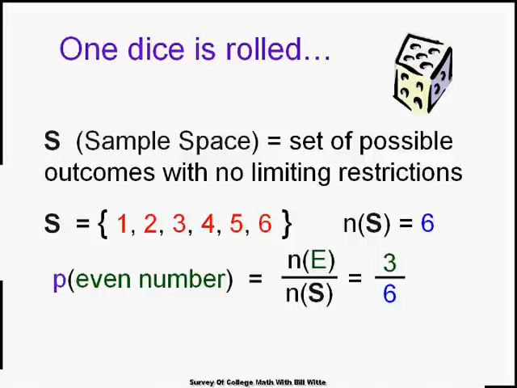So the probability of getting an even number is 3 over 6. Of course, we should reduce and get a half. So we have a half. We knew that already. We have a half chance. But that's the idea. 1 out of 2 chance, if you would.